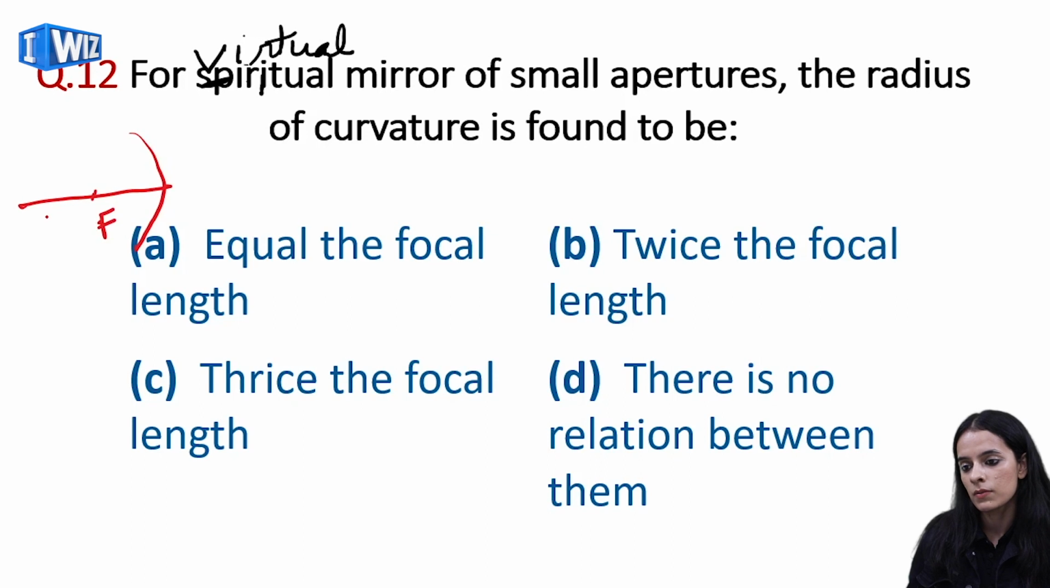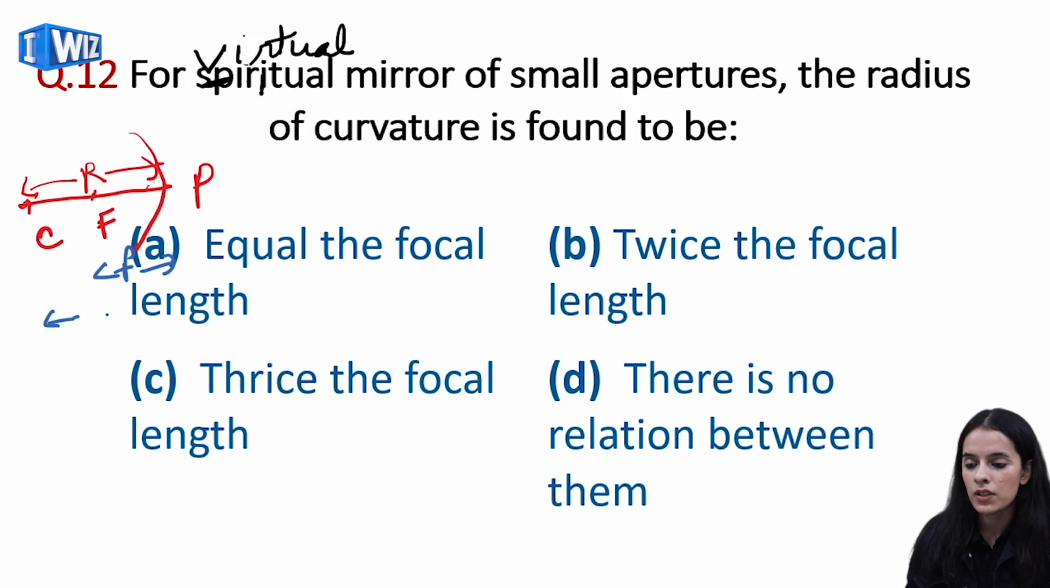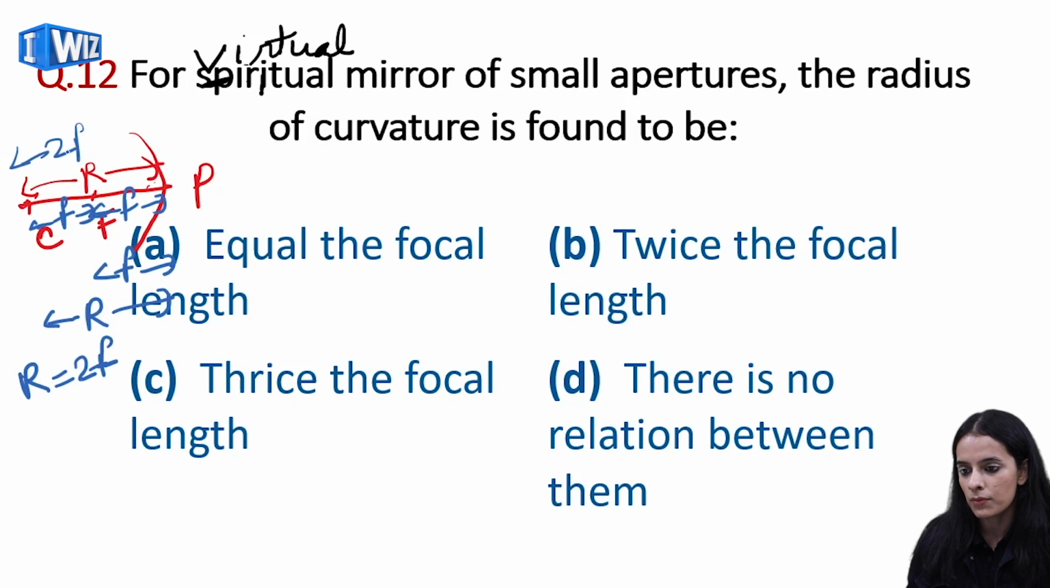Here is the focus and the center of curvature. The distance between the pole and the center of curvature is called the radius of curvature. So the distance between focus and pole is the focal length, denoted by small f, and the distance between center of curvature and pole is called the radius of curvature, which is twice the focal length. Here we can see f, and this one is also f, so the total will be 2f.